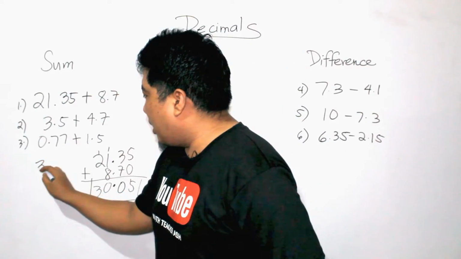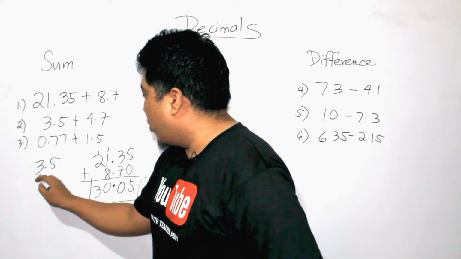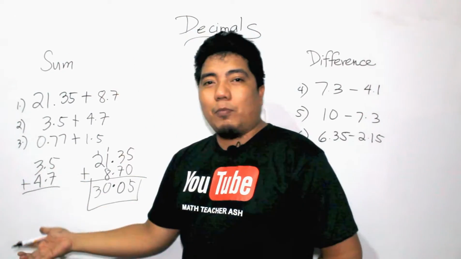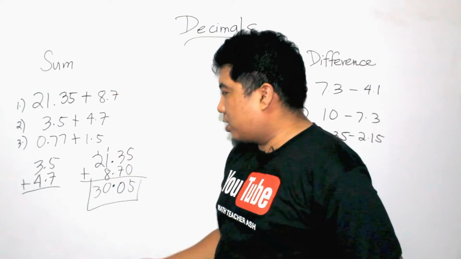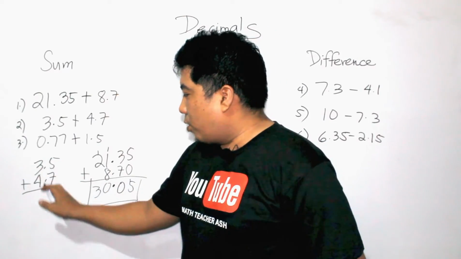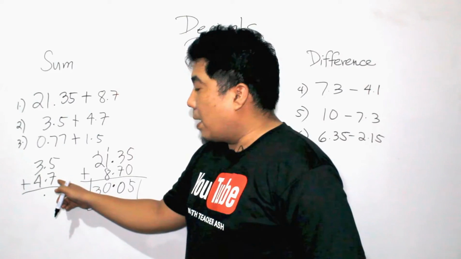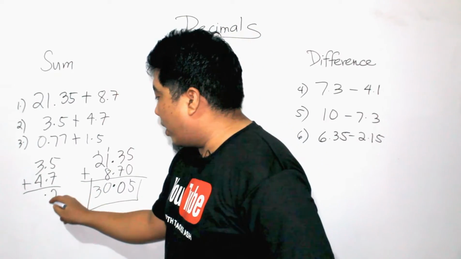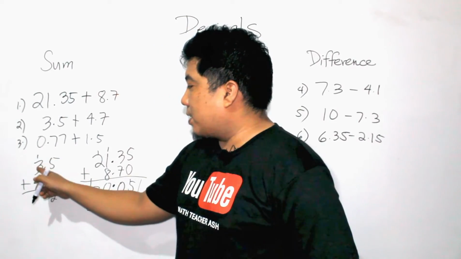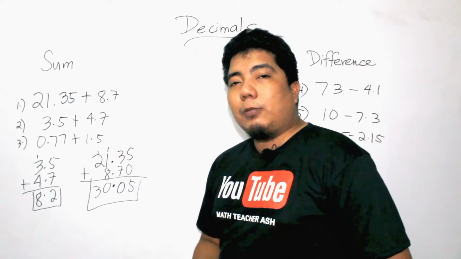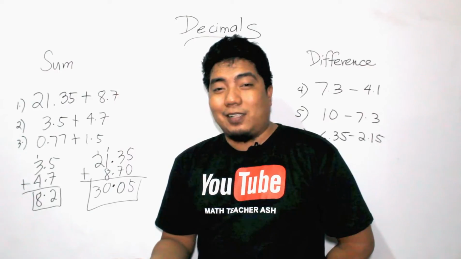We have 3.5 plus 4.7. Since these have the same number of digits, the decimals are already aligned, so we just add them immediately. 5 plus 7 is 12. Carry 1. So 4 plus 3 plus 1 is 8. So your final answer is 8.2 or 8 and 2/10.